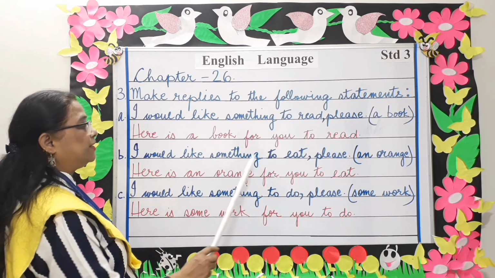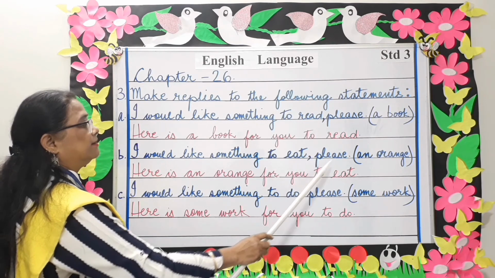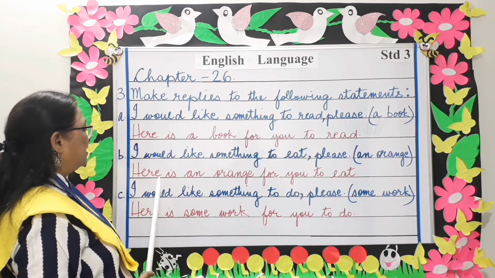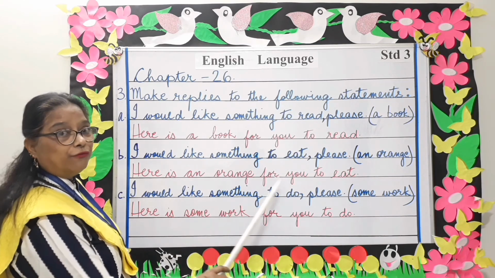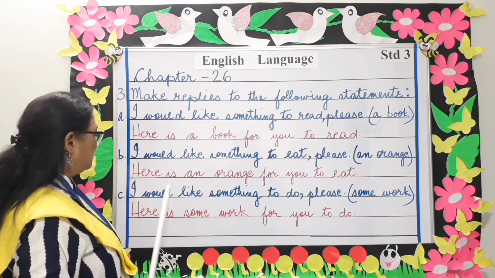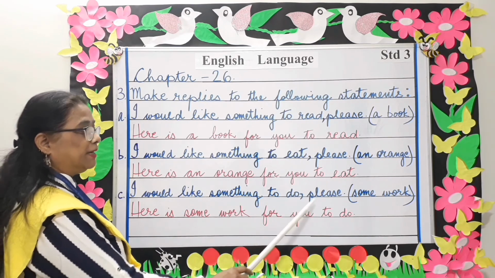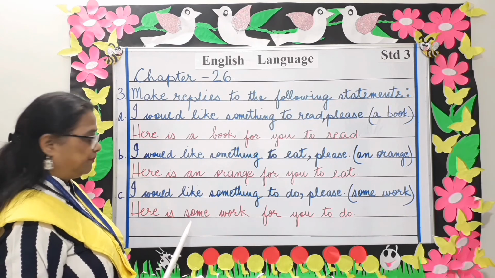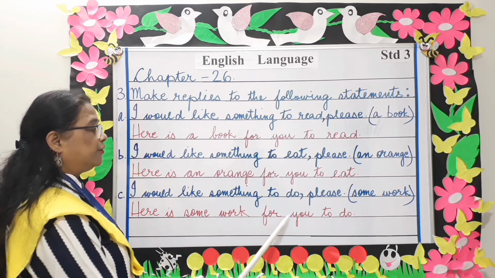I would like something to eat, please. In the bracket, an orange. You may reply, here is an orange for you to eat. I would like something to do, please. Some work. You may reply, here is some work for you to do.